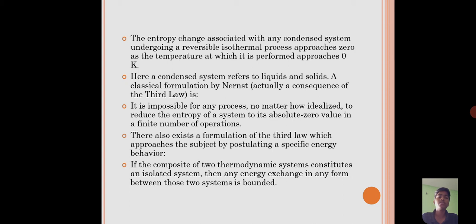A classical formulation by Nernst, actually a consequence of the third law, is it is impossible for any process, no matter how idealized, to reduce the entropy of a system to its absolute zero value in a finite number of operations. There also exists a formulation of the third law which approaches the subject by postulating a specific energy behavior. If the composite of two thermodynamic systems constitutes an isolated system, then any energy exchange in any form between these two systems is bounded.